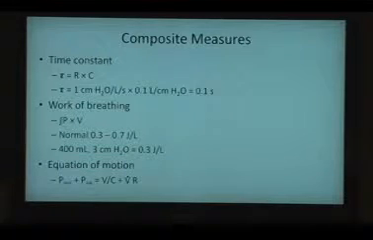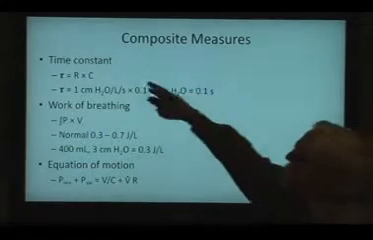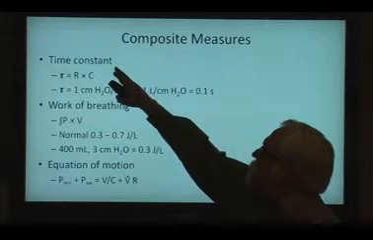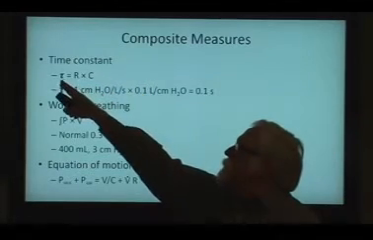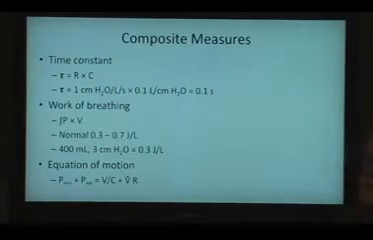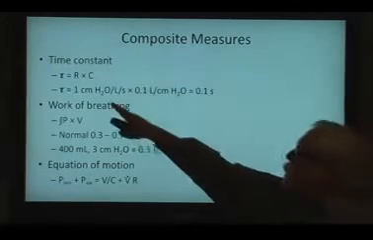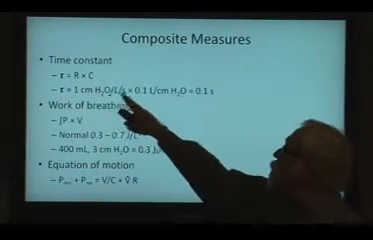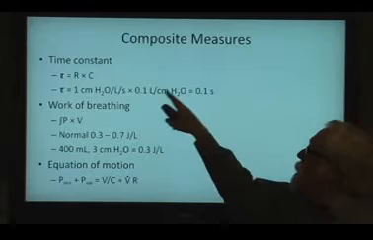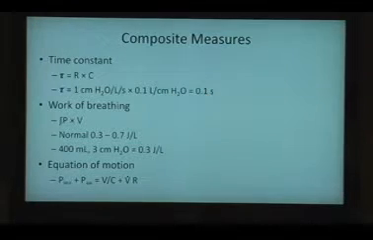So with the time that we have left, we're going to talk for a minute about some composite measures that we can think about. One being time constant. By definition, time constant, Greek letter tau, is equal to resistance times compliance. Normal resistance is about 1. Normal compliance is about 0.1. So normal time constant is about 1/10 of a second.